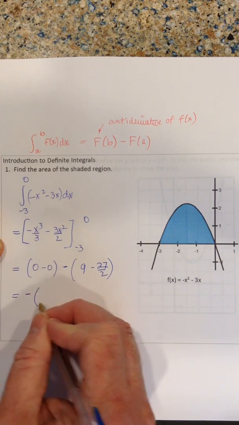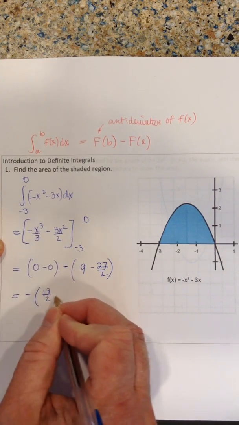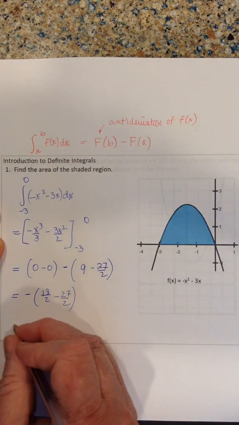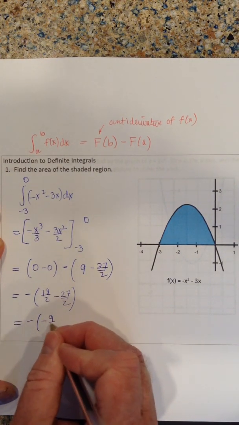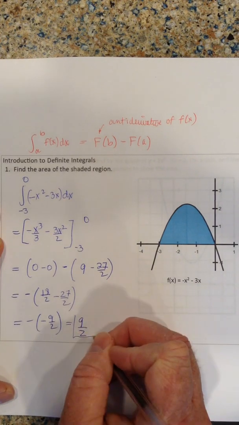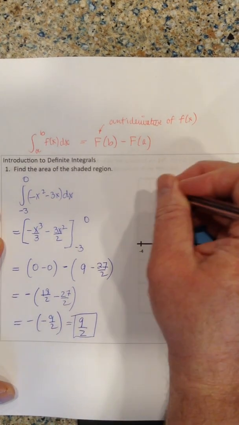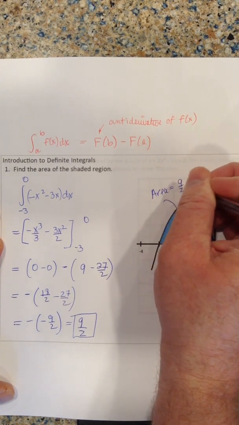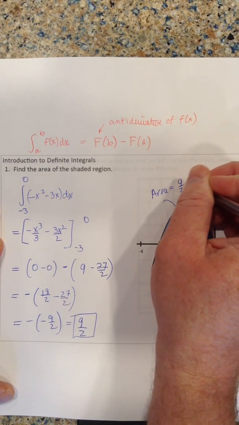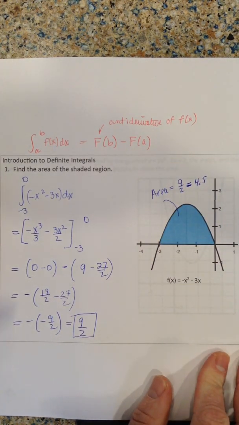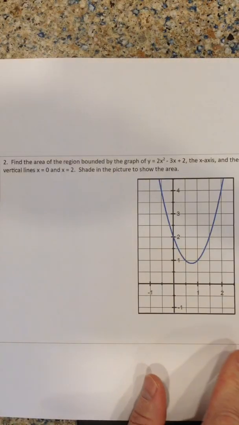So that's really 18 halves minus 27 halves, so that's really negative 9 halves, or 9 over 2. So that's the area of this region. The area is 9 over 2, or not about, but exactly 4.5. Okay, let's look at another one.